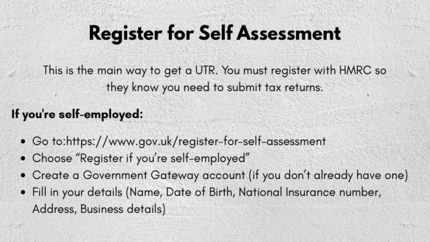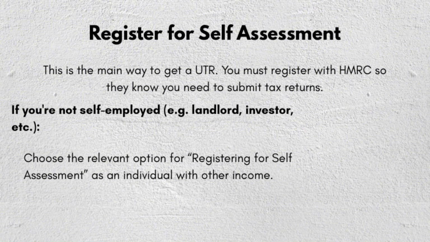So here is the method if you're self-employed. Go to this link right here and then choose register if you're self-employed. And then from there, you just have to create a government gateway account if you don't already have one. And then just fill in your details: your name, date of birth, national insurance number, and address and business details.